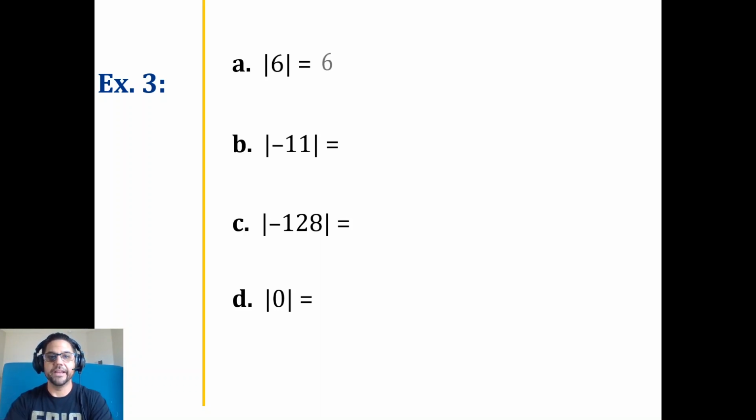All right, you probably already have it. The absolute value of 6 is 6. The absolute value of negative 11 is 11. The absolute value of negative 128 is 128.